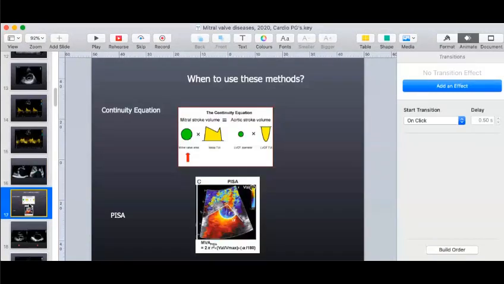Then let me go to another method here. So this is the continuity equation. So when can you use the continuity equation?